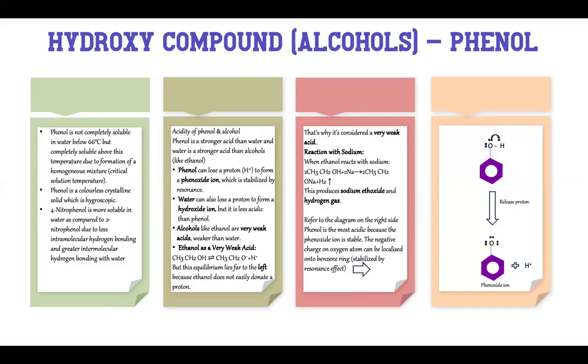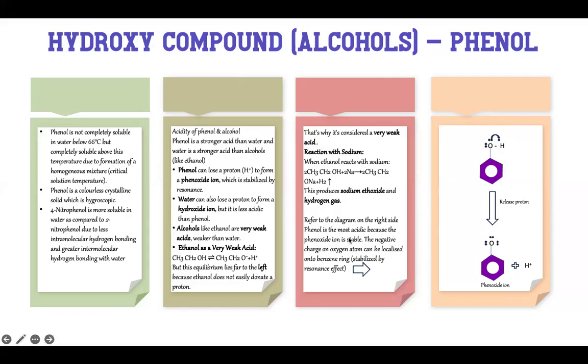Phenol is a stronger acid than water, and water is a stronger acid than alcohols like ethanol. Phenol can lose a proton, H+, to form a phenoxide ion, which is stabilized by resonance. Water can also lose a proton to form a hydroxide ion, but it is less acidic than phenol. Alcohols like ethanol are very weak acids, weaker than water. Ethanol as a very weak acid.